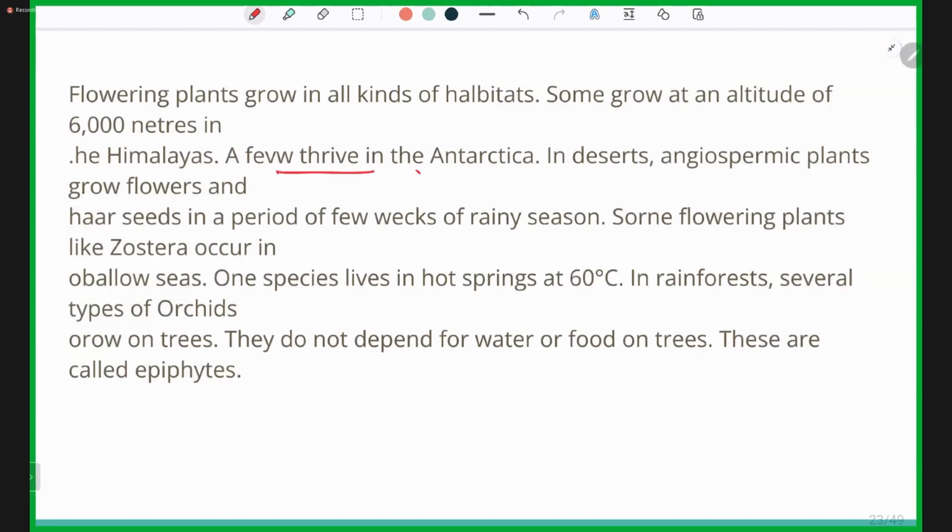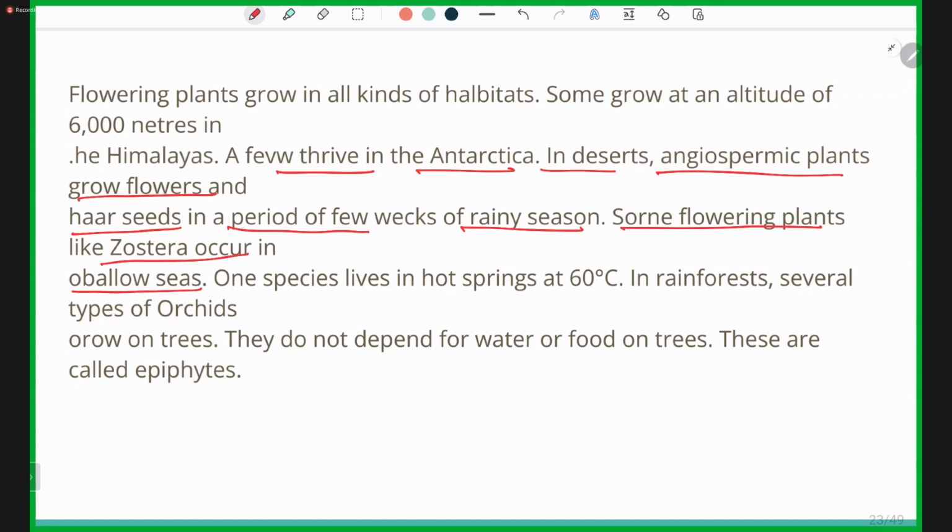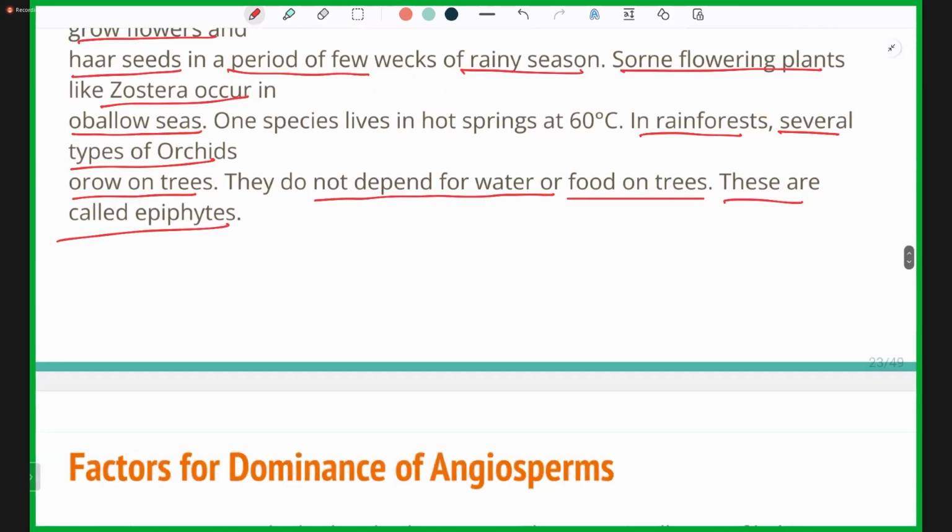Some flowering plants like Zostera occur in shallow seas. One species might even live in a hot spring. So they are able to survive in cold climates and also in hot springs. In rainforests, several types of orchids grow on trees. They do not depend on the tree for water or food. These are called epiphytes.